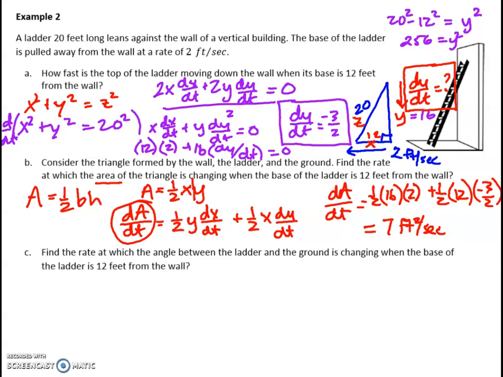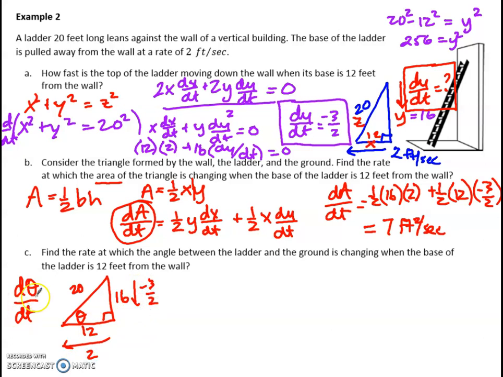All right, and then the last one that refers to this asks you to find the rate at which the angle between the ladder and the ground is changing. Whoa, if I want to find the rate of an angle, that means I'm looking for maybe a d theta/dt. So let's look at the problem again, but let's put in a theta where I'm looking for it. So I still have the 20, I still have the 16, I still have the 12. This is still a rate of 2. This is still a rate of negative 3/2.